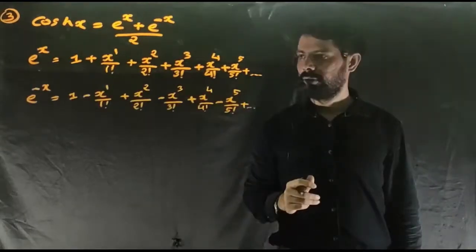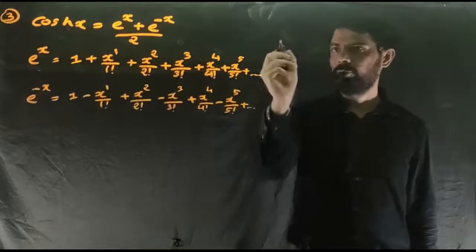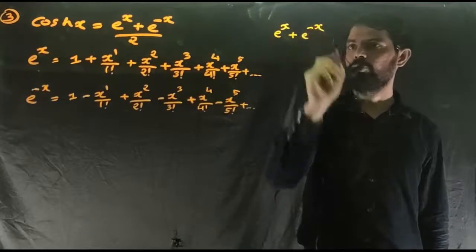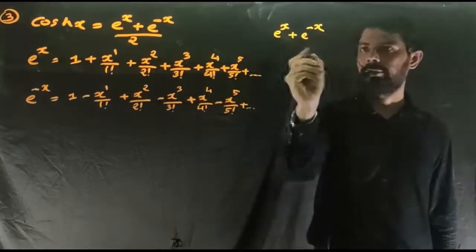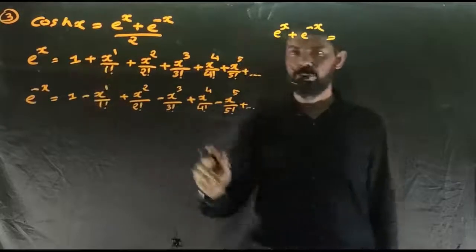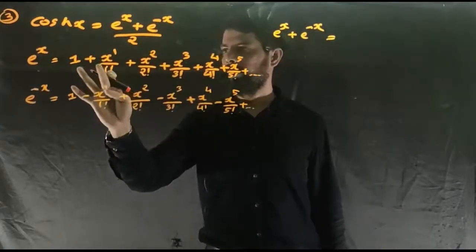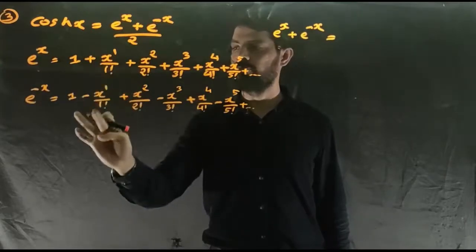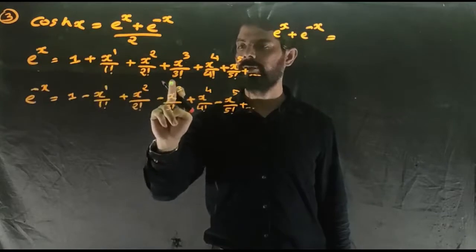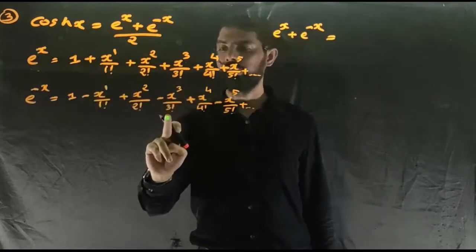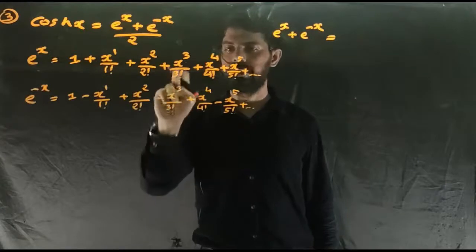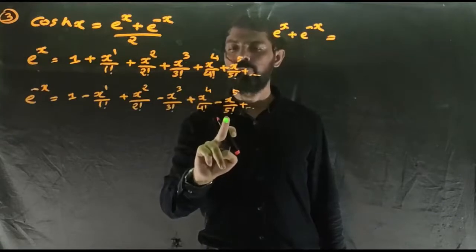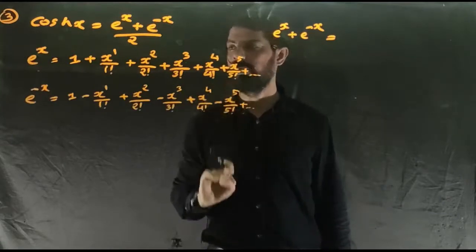Now adding these two series, we will have to find out e raised to x plus e raised to minus x. If we add these two series, as you can see, plus x raised to 1 by 1 factorial minus x raised to 1 by 1 factorial, so these two terms will be cancelled out. In the same way, plus x cube by 3 factorial and minus x cube by 3 factorial cancel out, and plus x raised to 5 by 5 factorial minus x raised to 5 by 5 factorial cancel out.